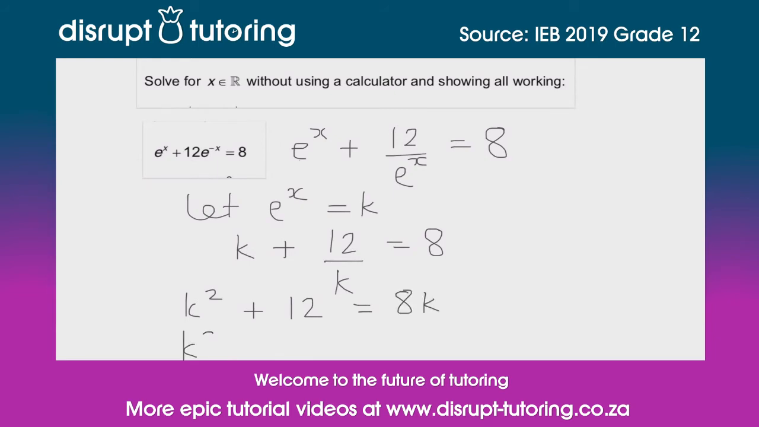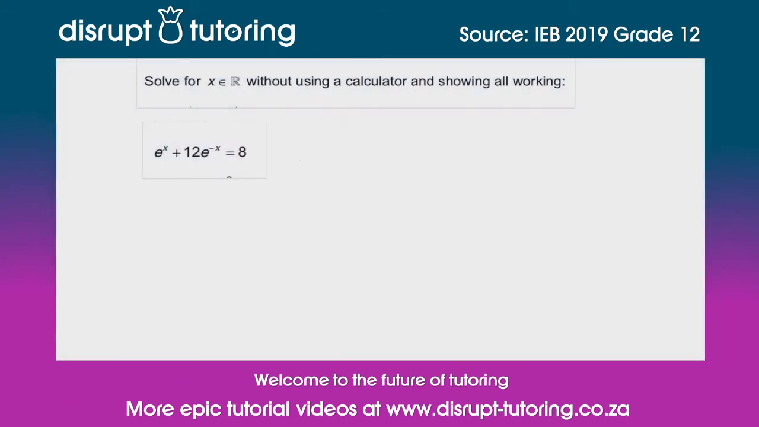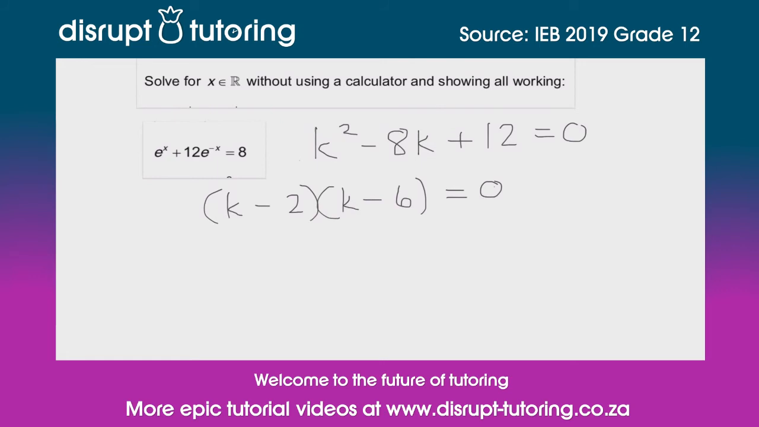We can write it in standard form, and then we can factorize in terms of k. So when we are factorizing, we have k squared minus 8k plus 12 equal to 0. And we factorize: k minus 2, k minus 6 equal to 0. So k is 2 or k is 6.